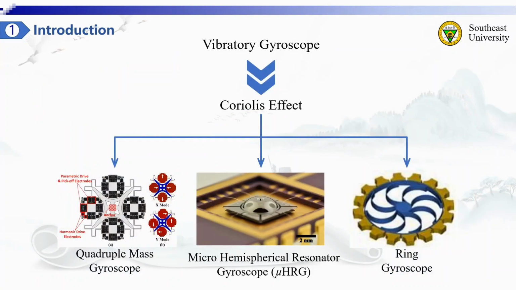Now, the mainstream micro gyroscope is the vibration gyroscope. It uses the Coriolis effect to measure an angle. According to the type of the resonator, these vibration gyroscopes can be classified into quadruple mass gyroscope, micro hemispherical resonator gyroscope, and ring gyroscope.